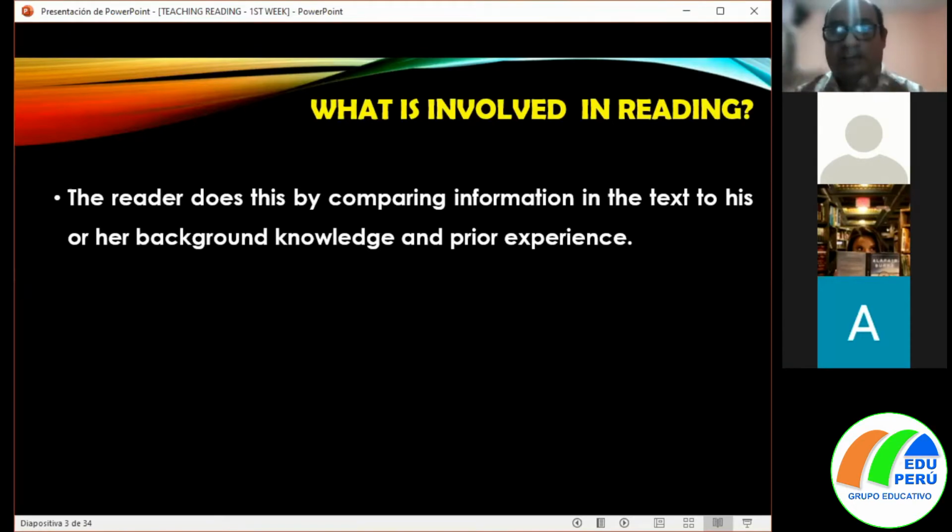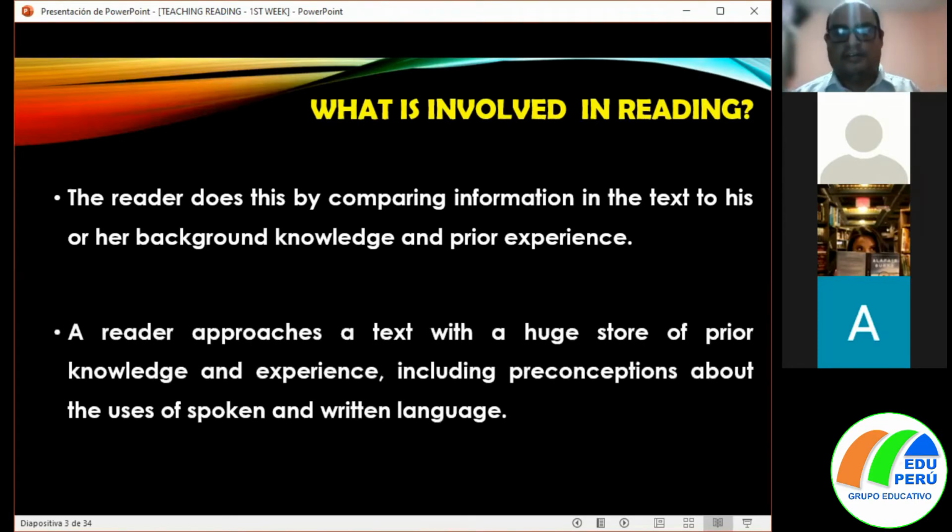So you're going to make a contrast. Notice, you're going to make a contrast between the information that you can find in the text and your own information. Notice, this is one aspect when we read something: compare information. A reader approaches a text with a huge store of prior knowledge and experience, including preconceptions about the uses of spoken and written language.